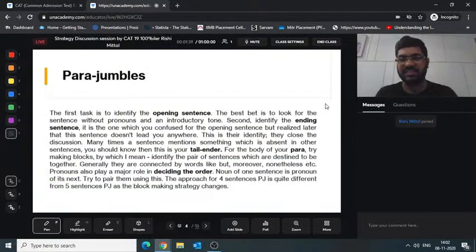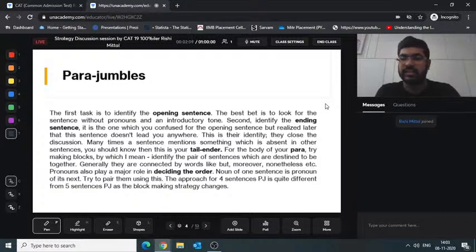Starting with para-jumbles. As you might know, there are three types of major questions which come in the VA section: para-jumbles, summary, and the odd one out. So, in para-jumbles, what I believe is that the first task is to identify the opening sentence. Once you know that, you can go ahead with much ease. The best bet here is to look out for sentences without pronouns and with an introductory tone.